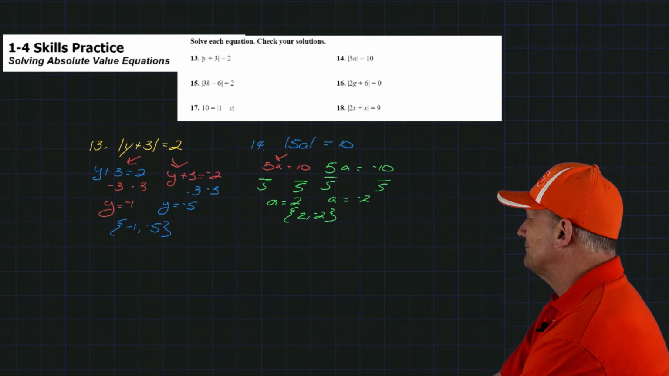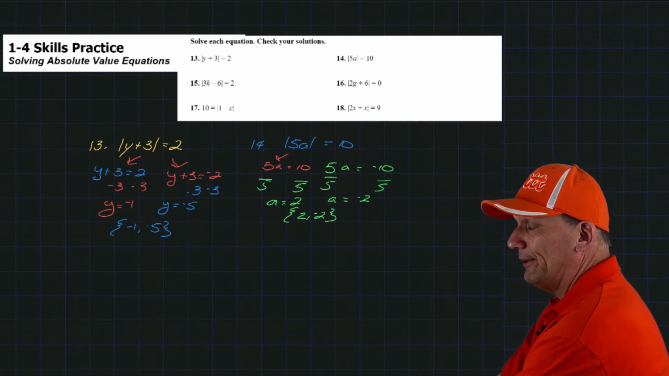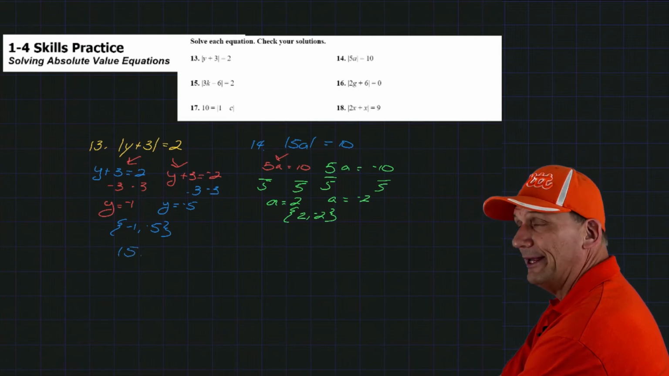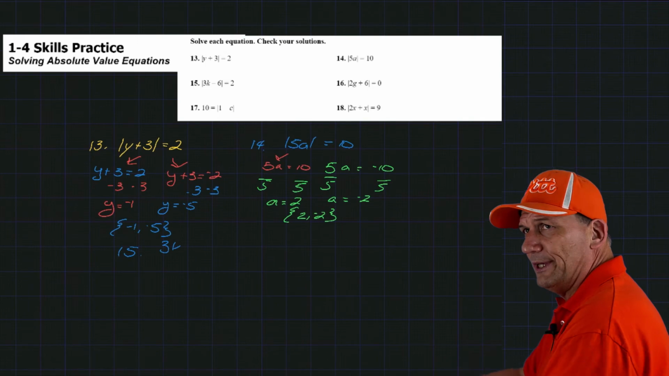All right. So what do we do? Rewrite the equation twice. 1 positive answer, 1 negative answer, and solve using your inverse operations, just like we did last section.